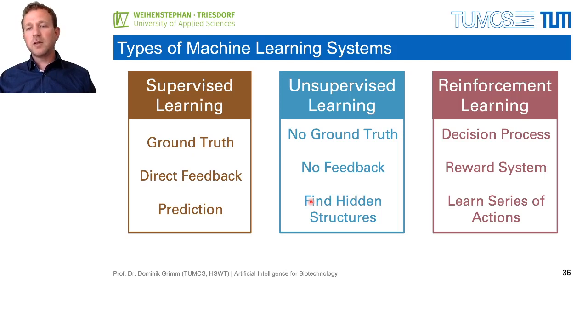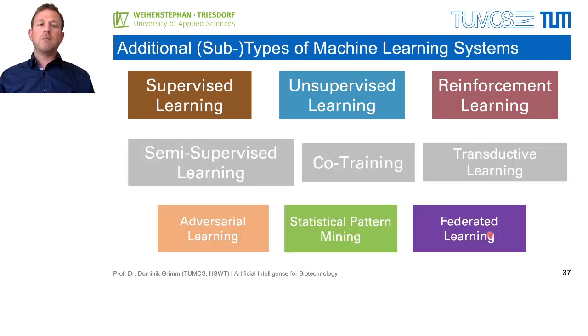So in reinforcement learning, we have a decision process. We would like to learn a strategy based on a reward system, and here we would like to learn the series of actions that is needed to maximize the long-term reward. And there are many more subtypes of machine learning. There is semi-supervised learning, co-training, federated learning, adversarial learning, and so on. A lot of other subdomains which we can't look at in this course. So in this course, we will mainly look at supervised learning and unsupervised learning, and the other domains we won't be able to cover in this first introductory course.